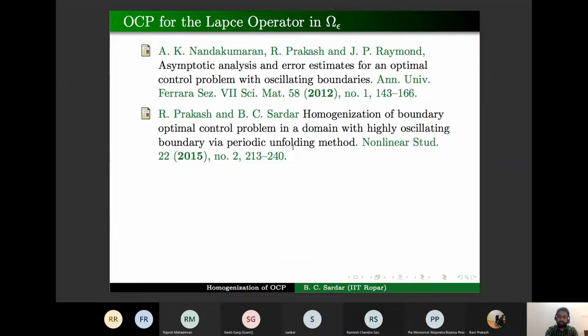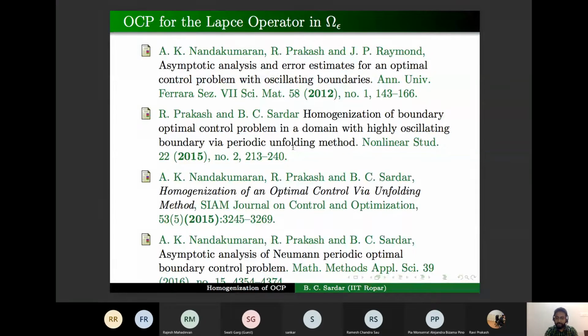After that, we studied the optimal control problem where the control is applied on the oscillating part of the region, either on the oscillating part of the boundary or as an oscillating interior control problem. These are the next two articles we studied earlier. All four articles correspond to the Laplace operator.